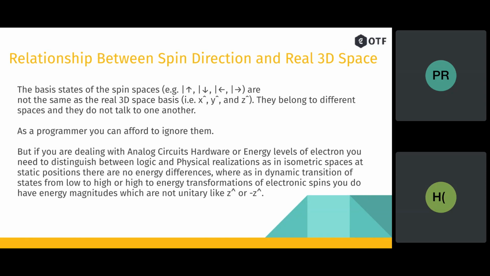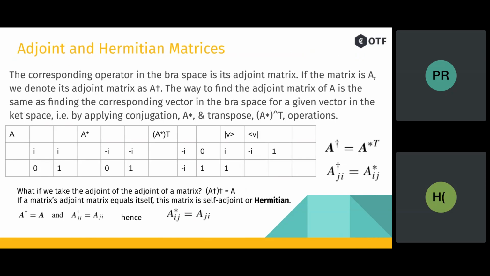The hyperspace we are talking about is independent. So the relationship between spin direction and relativity space we have established, and we are looking now at a little bit advanced matrix operation. A matrix is said to have an adjoint matrix.